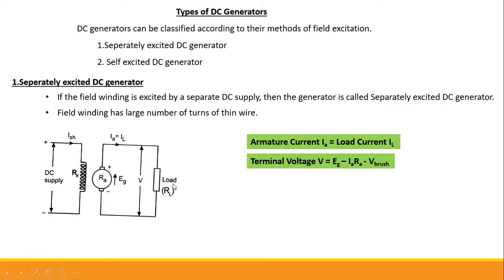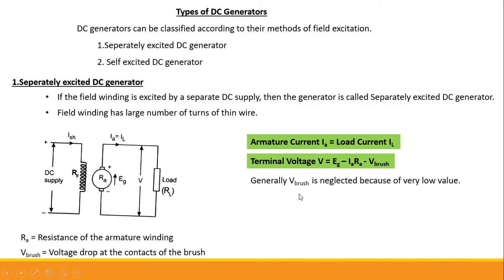From the circuit diagram we can write terminal voltage. Equation for terminal voltage V is equal to Eg, which is generated from armature, generated EMF, minus voltage drop across the armature, IaRa, minus voltage drop from the brush contact, that is V brush. Ra is resistance of the armature winding. V brush is voltage drop at the contacts of the brush. Generally, V brush is neglected because of very low value.